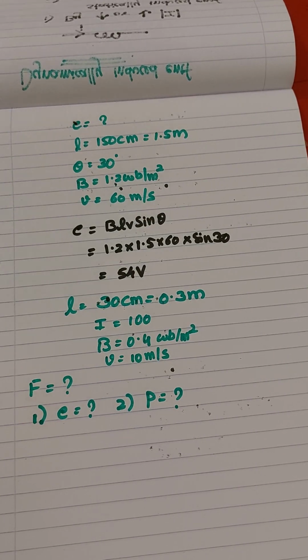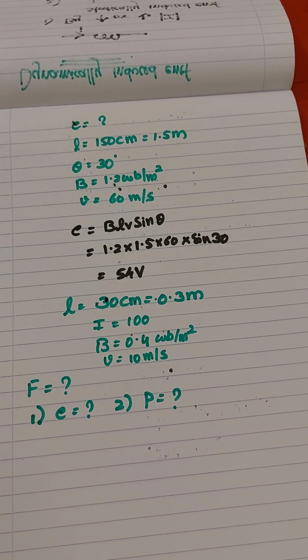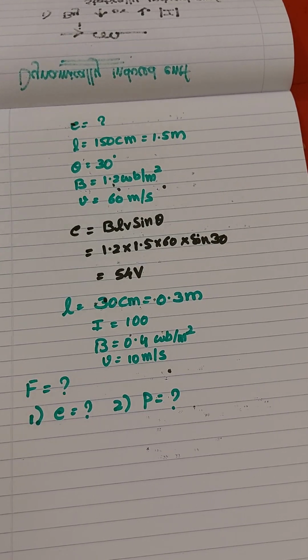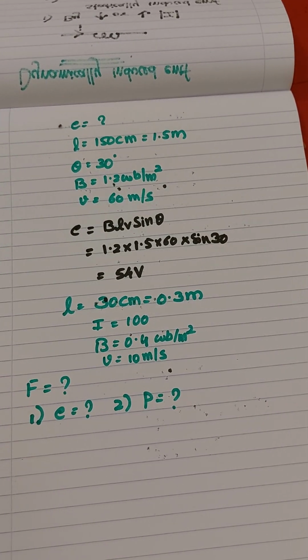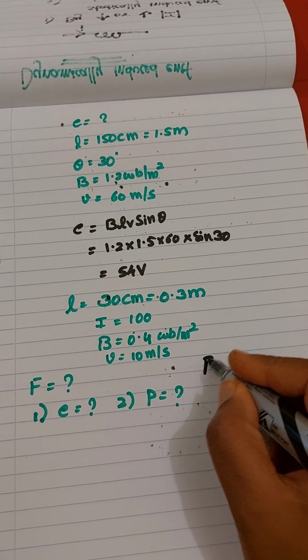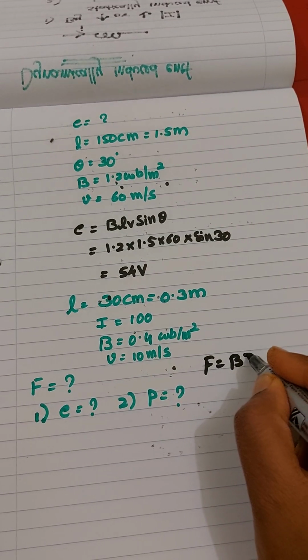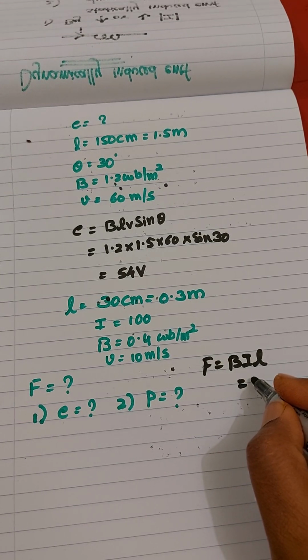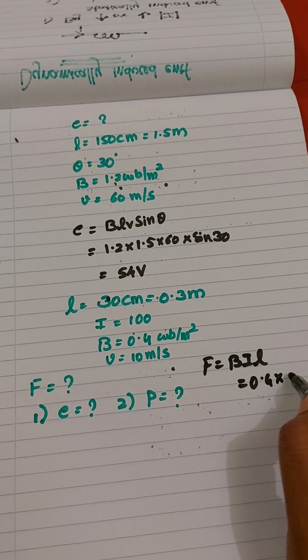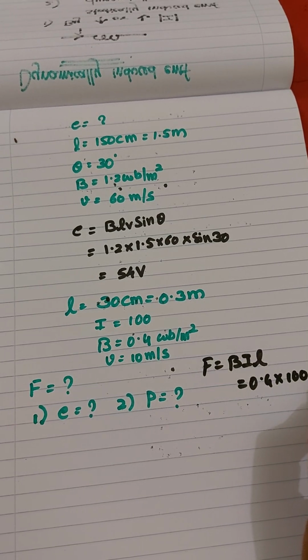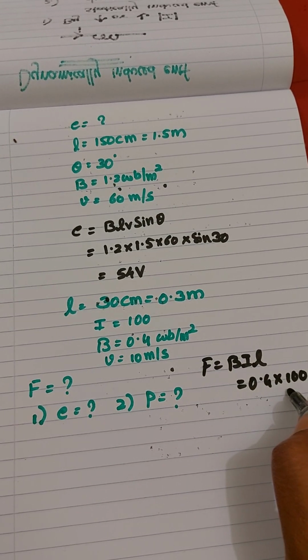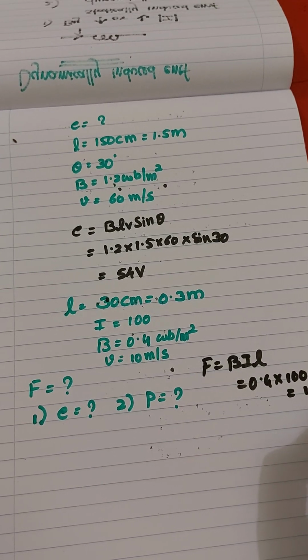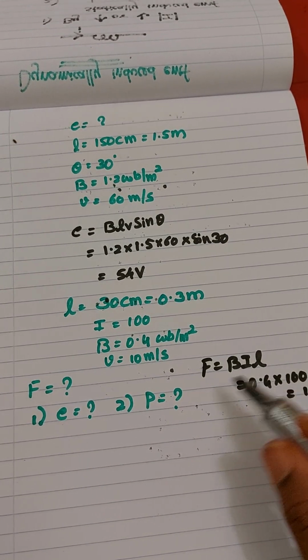So length is given, current is given, flux density is given. So obviously we can find the force, right? Because we know F is equal to BIL. So F is equal to BIL, means 0.4 multiplied by 100 multiplied by length 0.3. So you will get F as 12 newtons. Perfect. Okay, velocity is given.